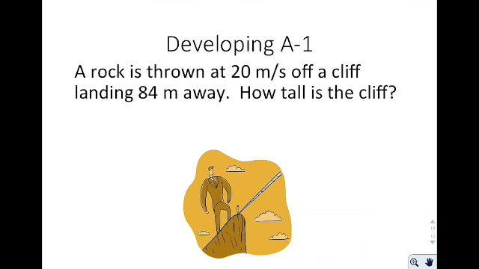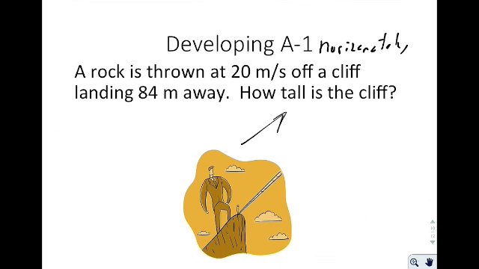So developing, we're going to put this to work. It says a rock is thrown at 20 meters per second off a cliff, landing 84 meters away. This should really say it's at 20 meters per second horizontally, because in theory, he could throw it up at an angle. But we're going to assume he throws it horizontally because that's what we're working on. And it lands 84 meters away. How tall is the cliff?